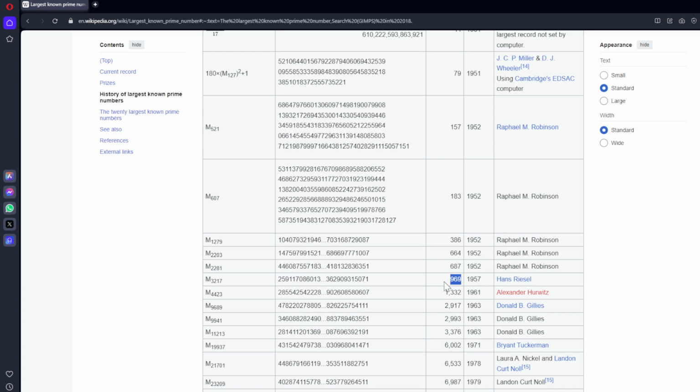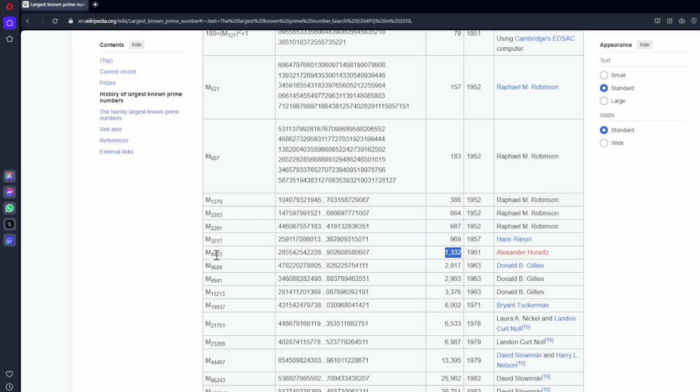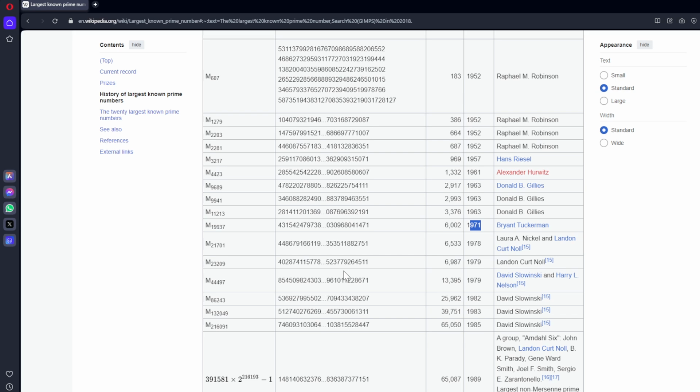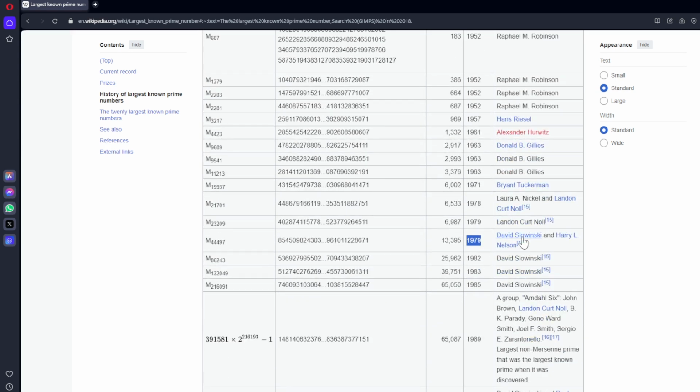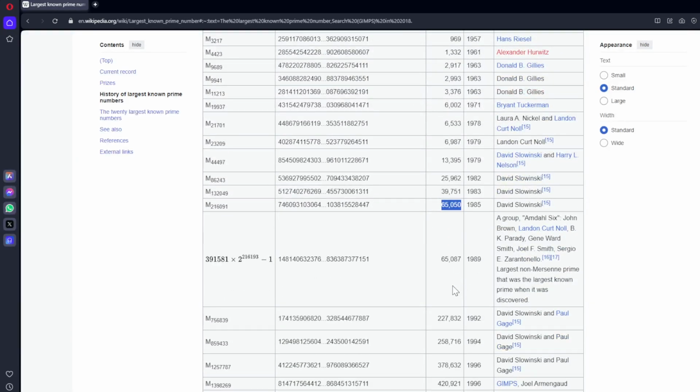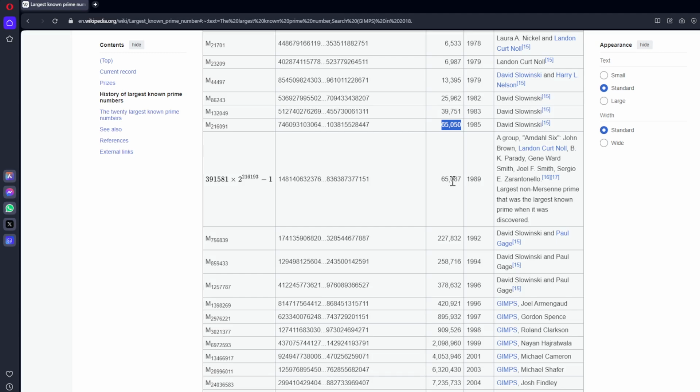And of course, the first one over 1,000 digits was broken in 1961. The first one over 6,000 digits was in 1971. The first prime number over 10,000 digits was discovered in 1979. So these guys were trying to crack it and crack it. It took them 3 years to get to this one, another year to get to this one, and then this one only beat it by a few.